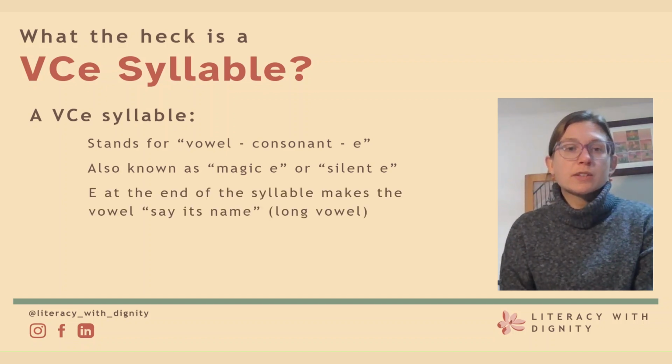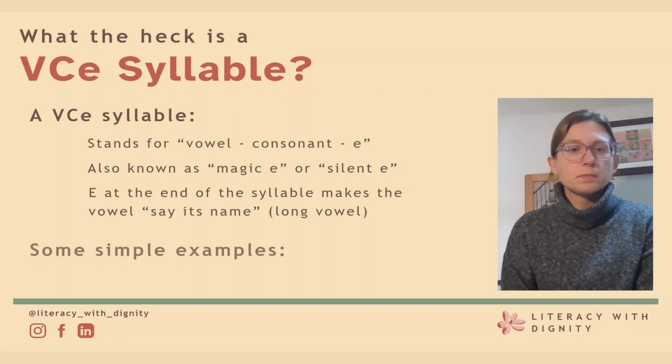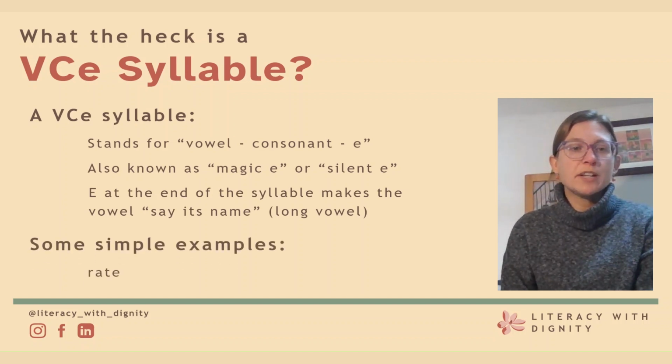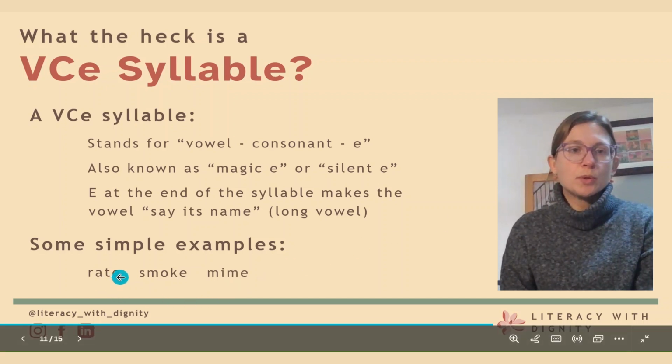So the E at the end of the syllable makes the vowel say its name, which is another way of getting the student to make the long vowel sound. Some simple examples are rate, smoke, and mime. So this unit really focuses on getting the student to go between R-A-T, rat, put an E at the end, that makes it rate.